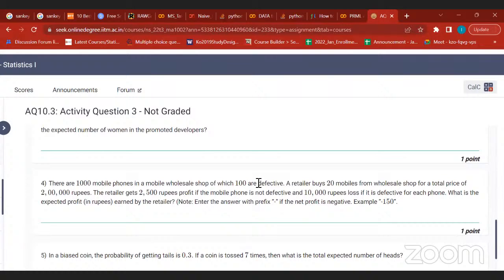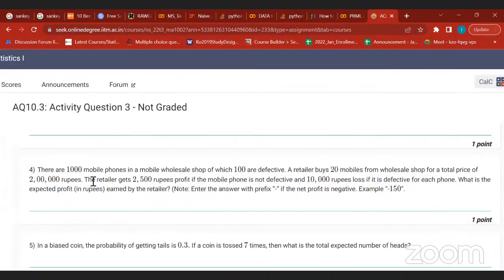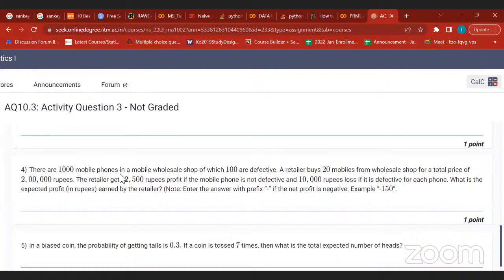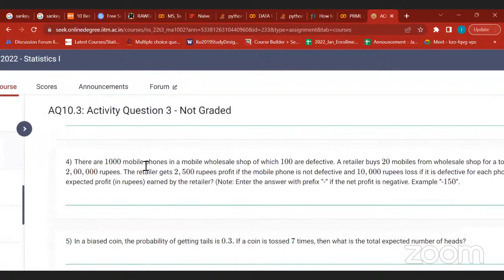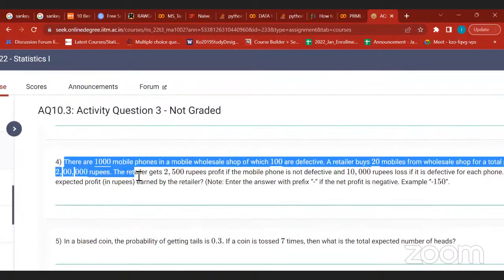Question number 4 also, I think you can approach it the same way, right? But sir, the calculations will be very long in this for 20 mobiles. For 20 mobiles, okay, let me just go through it. 1,000 mobile phones, 100 are defective. 20 mobile phones. Okay, so I think you can leave this question for now. I think we have moved some content of week 10 to week 11. So after studying week 11, you will be able to solve this question in a better way, I feel.